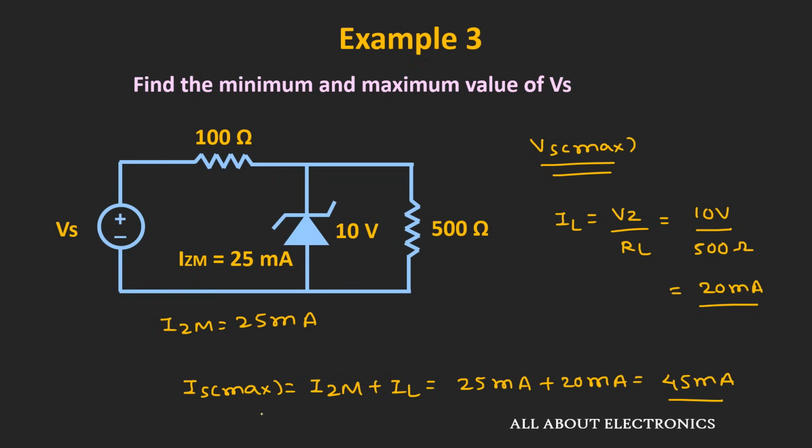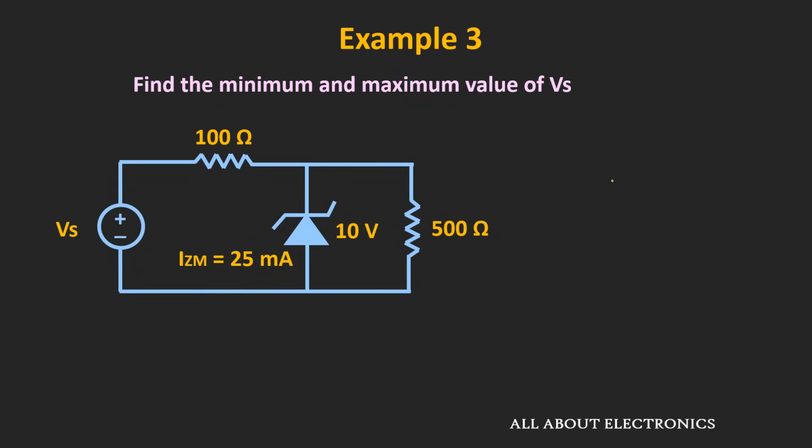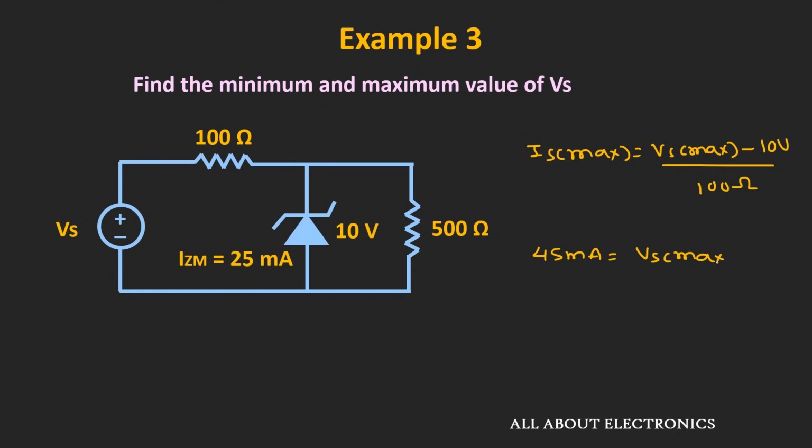And from this we can find the maximum value of this source voltage. So we can write this expression as Is max is equal to Vs max minus Vz, that is 10 volt, divided by 100 ohm. And here the value of Is max is equal to 45 milliampere. So if we simplify this expression, then the value of this Vs max will come out as 14.5 volt. So this will be the maximum value of the supply voltage. So for the given Zener regulator, whenever the supply voltage is in between this 12 volt and 14.5 volt, then this circuit will work properly in the breakdown region.